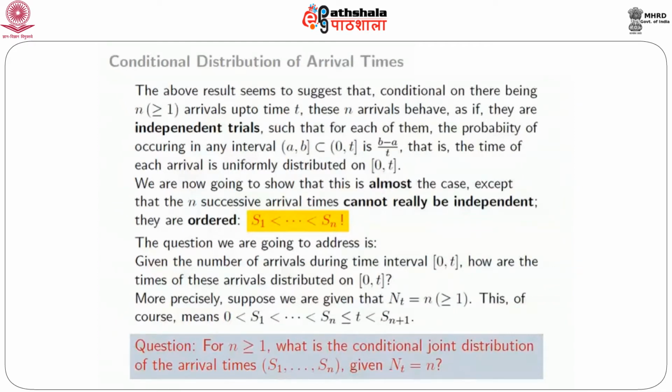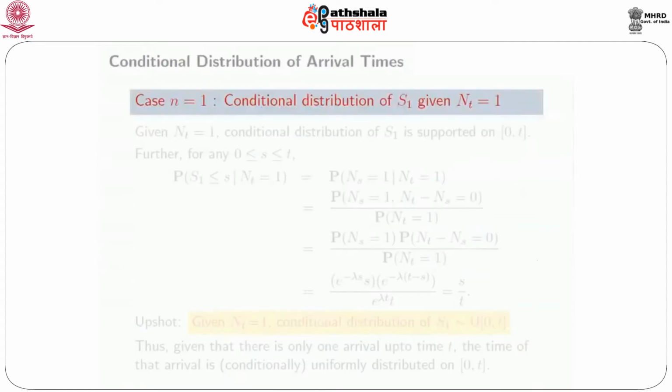So the question that we are going to address is, given the number of arrivals during time interval 0 to t, how are the times of these arrivals distributed on 0 to t? More precisely, suppose we are given that Nt equal to n, we assume n is greater than or equal to 1, because if Nt is 0, then everything is trivial. So this of course means that 0 is less than s1, less than s2, etc., less than sn, which is less than or equal to t, but s(n+1) is greater than t. Question, for n greater than or equal to 1, what is the conditional joint distribution of the arrival times s1, s2, ..., sn given Nt equal to n? That's the question. We are going to address this question. So first we start with a simple case, n equal to 1.